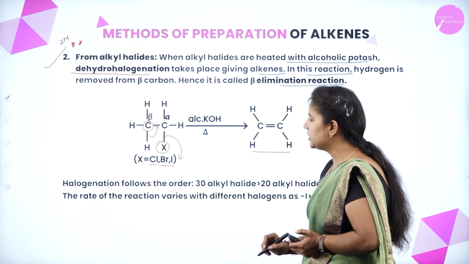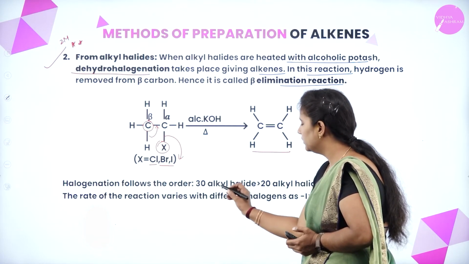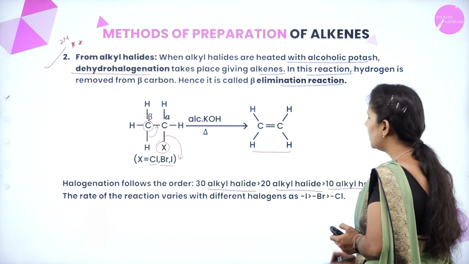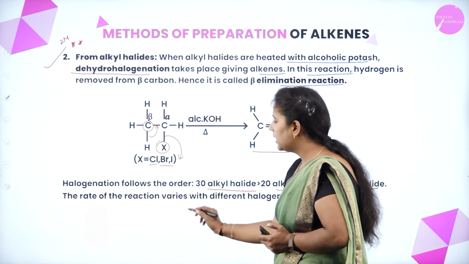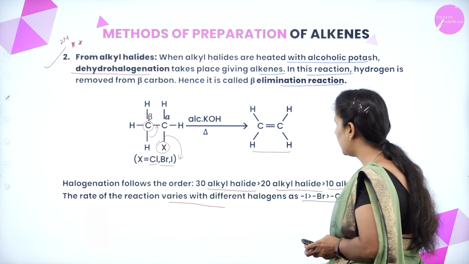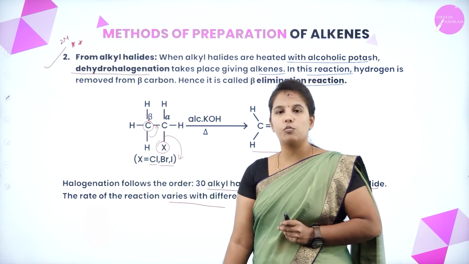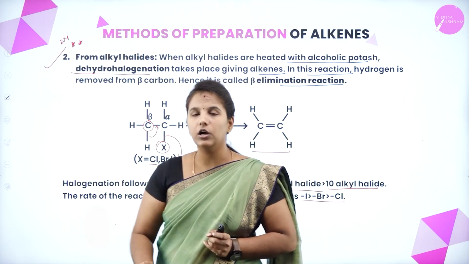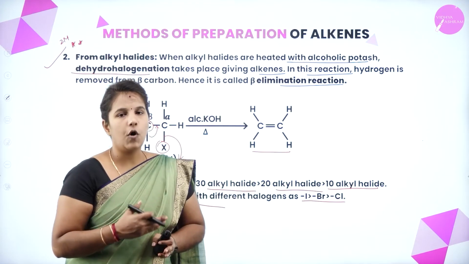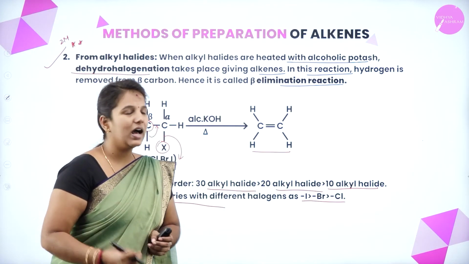And the dehydrohalogenation follows the order of tertiary alkyl halide, secondary alkyl halide and primary alkyl halide, and the rate of the reaction will vary with the different halogen. That is, iodo is more reactive than bromo, bromo is more reactive than chlorine. This is how we can easily form the alkene by using alkyl halide.